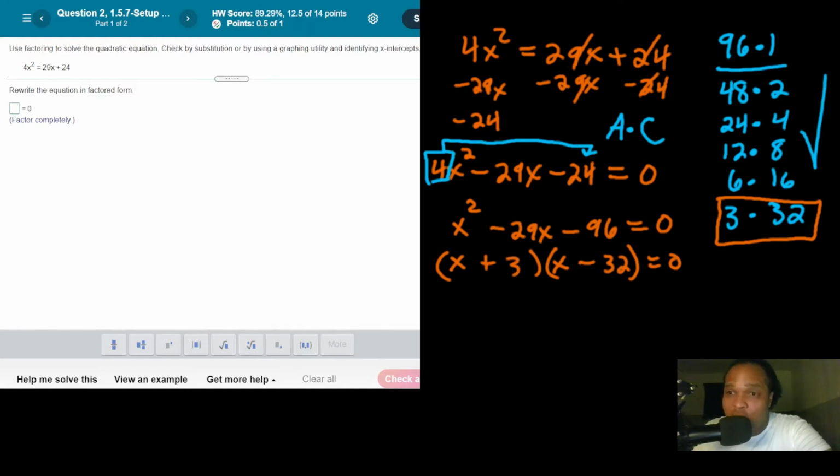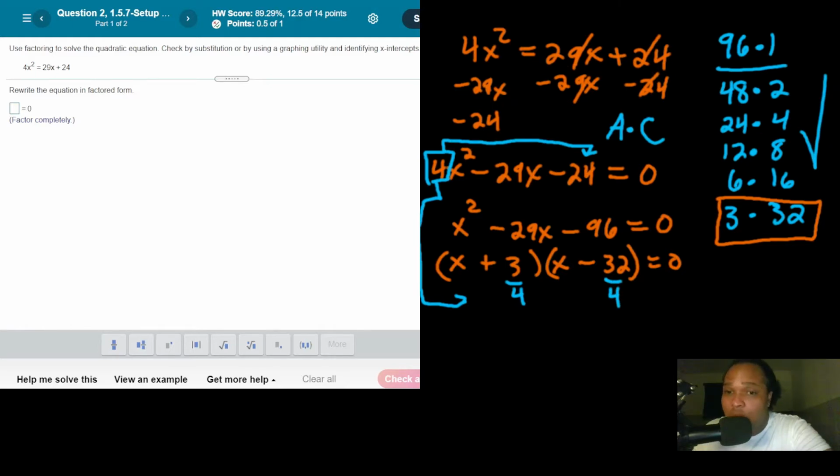Now, we're almost done, I promise. That was just one little elephant in the room, and that was the 4 sitting here. Remember, it started off with the 4 at the beginning. So bear with me here. All we're going to do is take this 4 and we're going to bring it back here, and we're going to bring it back here.